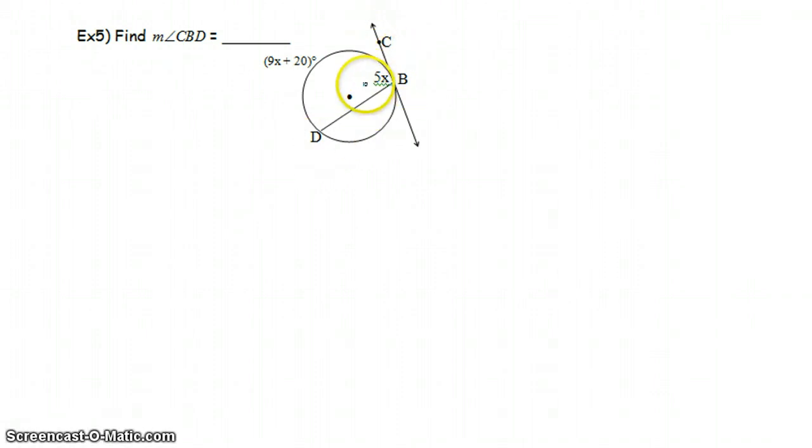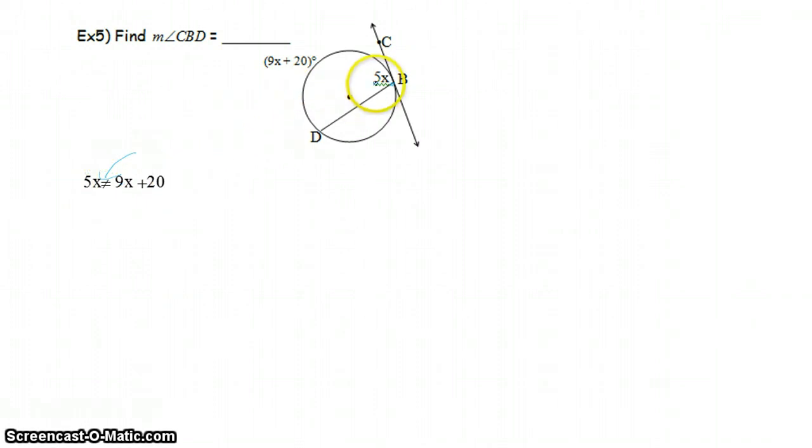So let's think about what we're going to do. I'm going to set up my equation. So I have over here my 5x and I have my 9x plus 20. You notice that they're not equal to each other because they're not, right? Because your 5x is only half of your 9x plus 20. So if I want to make a true equation, I've got to fix what I have here.